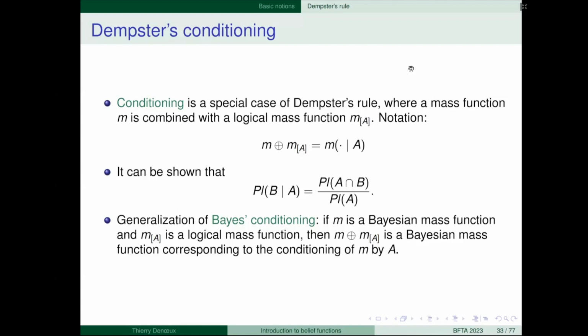It means that when the mass function m that you condition is Bayesian, the resulting conditional belief function is, remember, if m is Bayesian, the function Bel or PL is a probability measure. So you get exactly the same result as by conditioning that probability measure using the rule of probabilities. So we can say that Dempster's rule is really a generalization of Bayesian conditioning. If you have a Bayesian mass function that gives you a probability, and you combine it by Dempster's rule with a logical mass function, you get the conditional probability. So probabilistic conditioning is really a special case of Dempster's rule.